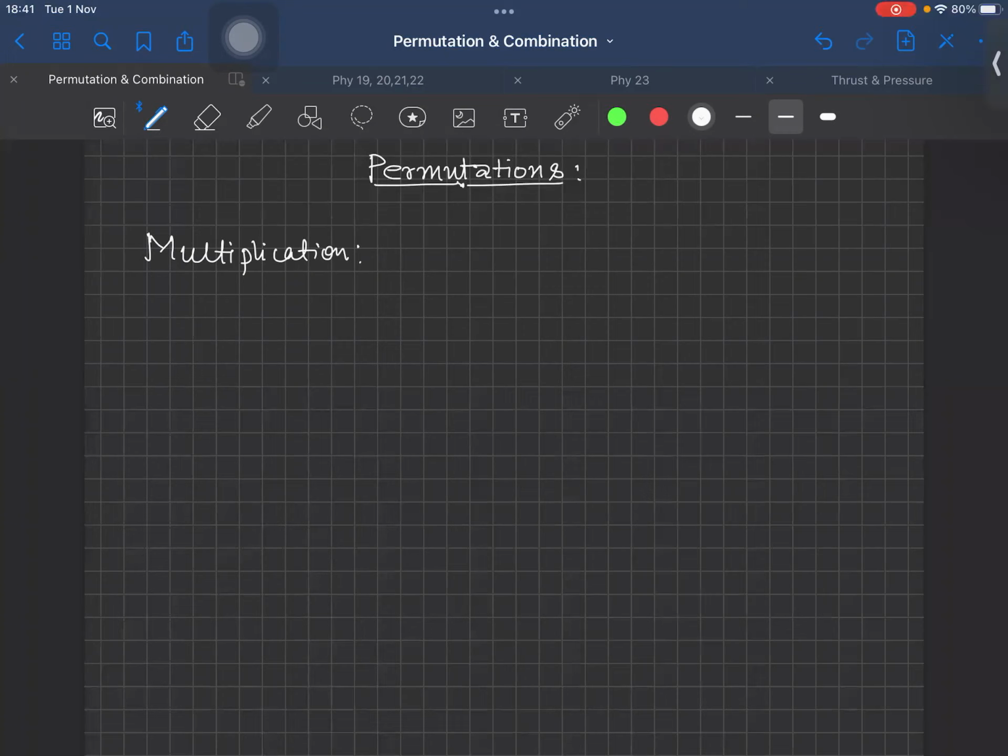Suppose there is a work, some event or a job, that can be completed in m ways, and after this there is another job which can be completed in n ways. Then the two jobs can be completed in m into n ways. That's called the fundamental principle of multiplication.